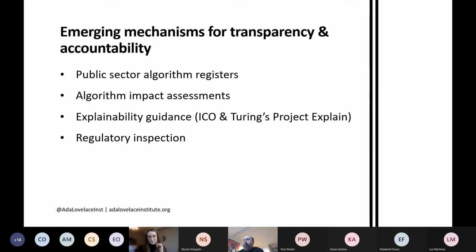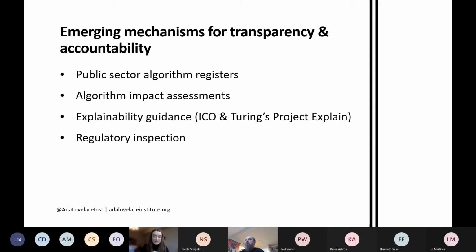And in fact, this is a piece of work that we're exploring further at Ada with a public body in the UK, to look at how that might be implemented either in a strictly public sector scenario or in the intersection of public-private sector partnerships.